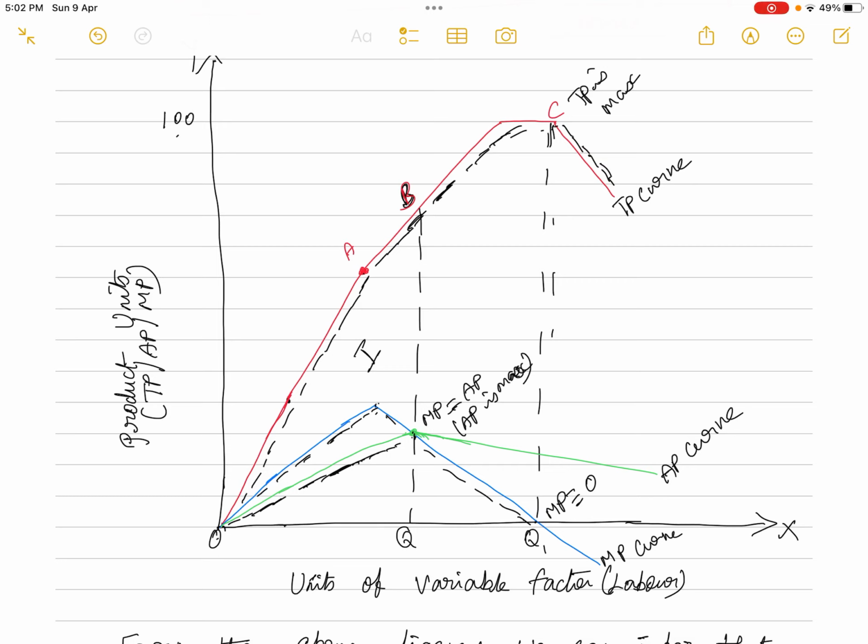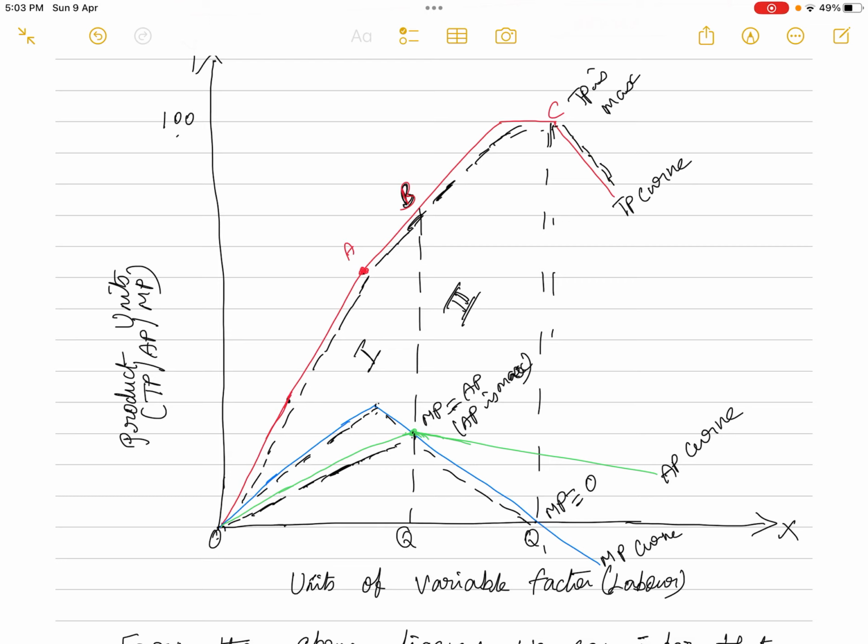Now this is stage 1. Okay, the stage 1 is increasing returns. So stage 1 ends when marginal product is equal to average product. Up to that stage the producer is coming across increasing returns. So that is represented by Q, with the employment of 4 laborers. So that's what we are representing in Q.